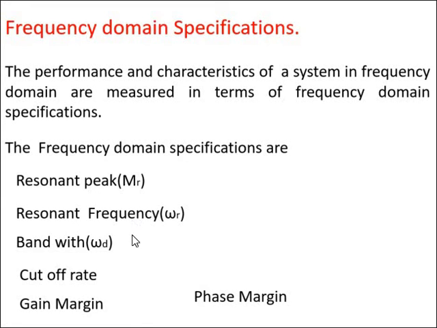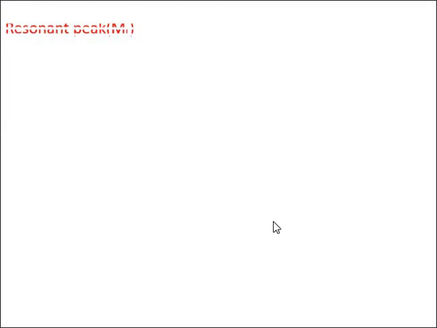Among these frequency domain specifications, the last two are very important. These two are very expected questions in 2 marks. So gain margin and phase margin. These definitions are also there in 2 marks questions in our question bank. So these two definitions are very important. Gain margin, phase margin. So now we can start with resonant peak, Mr.